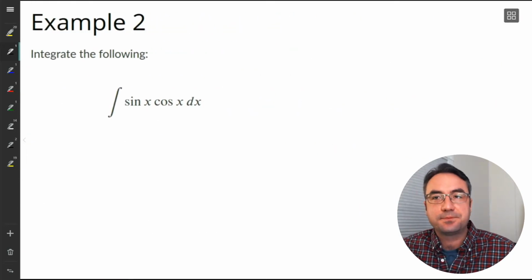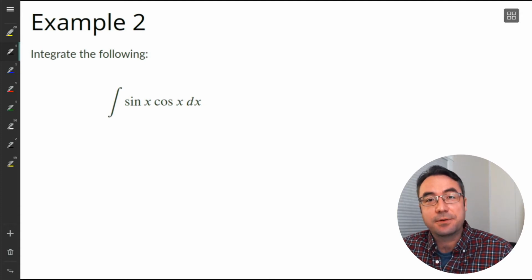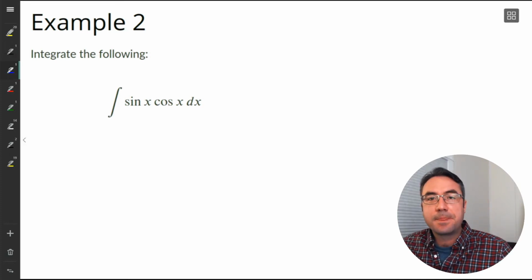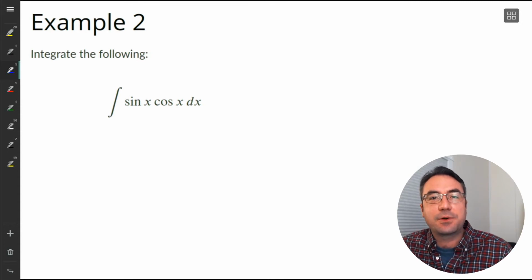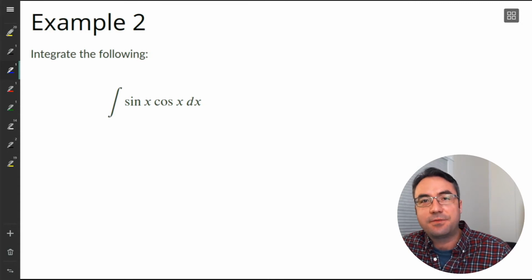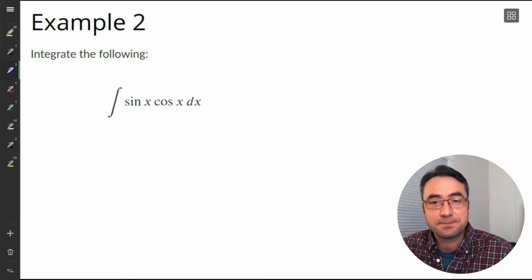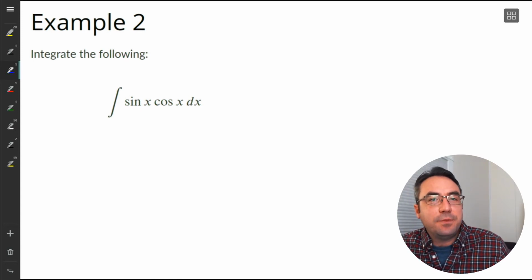Look at example 2. So here we're going to integrate the function sine of x times cosine of x. And when we look at this, both the sine and the cosine term have an odd power. They both have an odd power of 1. So we have two options for how we're going to handle this. We could separate off one of the cosine terms, or if we wanted to, we could separate off one of the sine terms. And you'll get slightly different looking answers, but they would be equivalent.